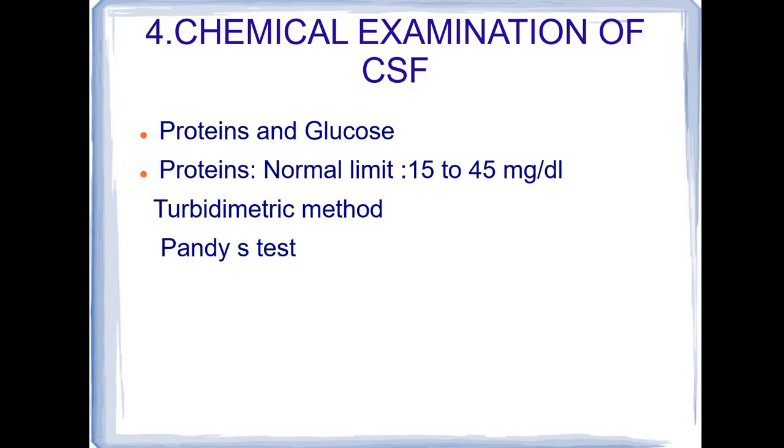So after finishing the cell count, you can proceed to the chemical examination where you estimate the proteins and glucose. The normal protein limit in CSF is around 15 to 45 milligrams. So how do we assess this? Pandy's test is obsolete now, but we make use of the turbidimetric method, and with that we assess the proteins.